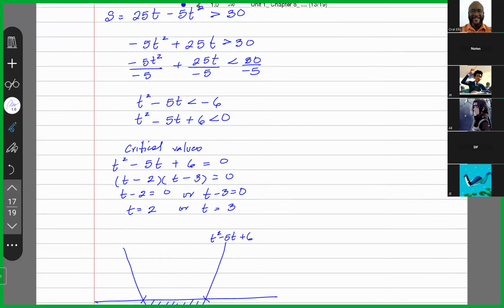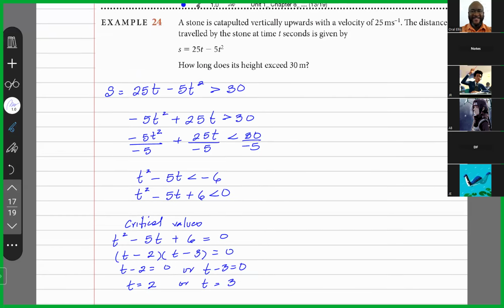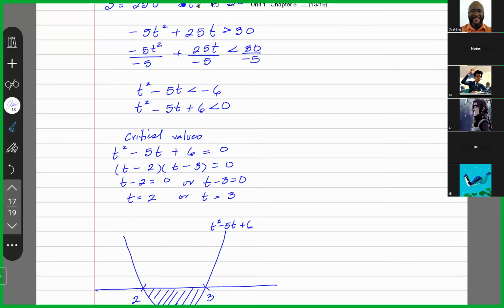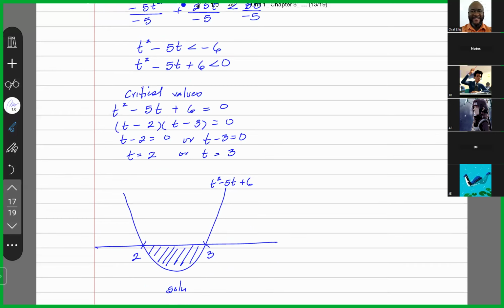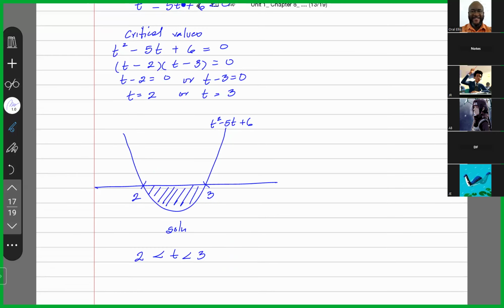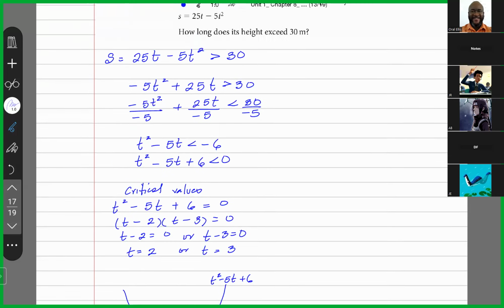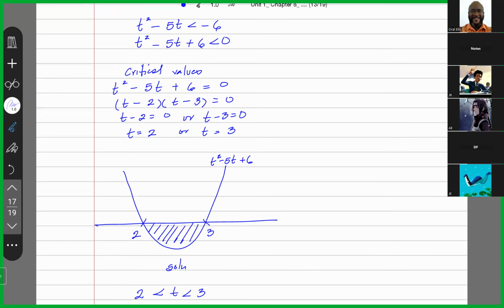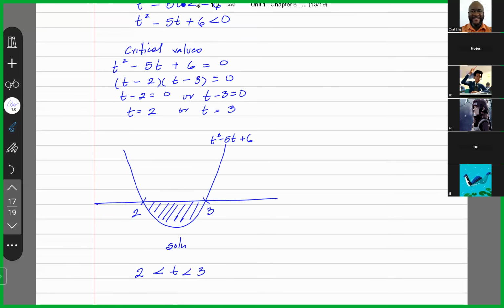All right, let's see what the units are. t is in seconds. So in other words, the height exceeds 30 meters for the period between 2 seconds and 3 seconds. Between t less than 3 and t greater than 2, the height of the stone, which is catapulted vertically, would exceed or would be higher than 30 meters.